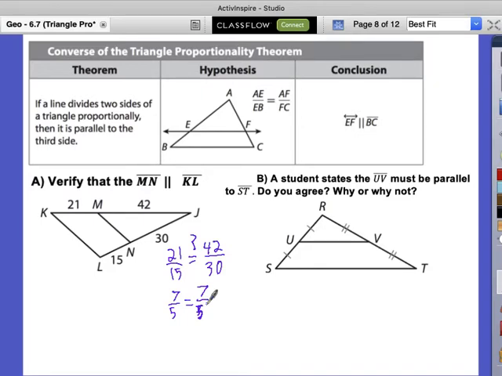So are these the same? Yes. So are these parallel? Yes. So our answer is, you can just say yes. Segment MN is parallel to KL. Okay, and that's our proof. We got them to be equal.